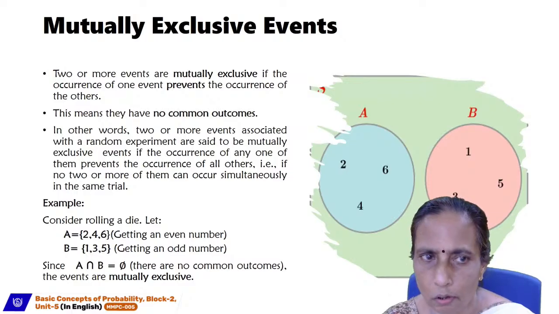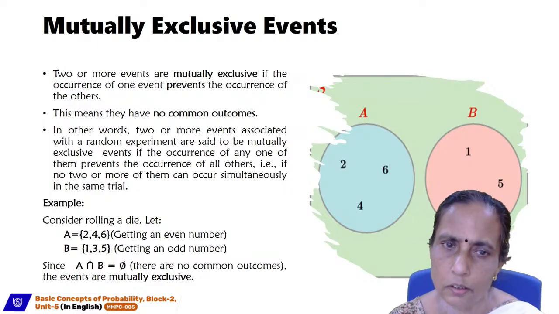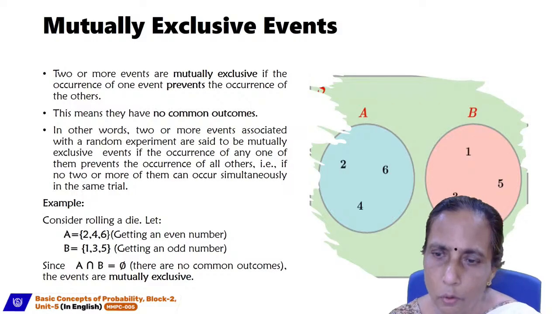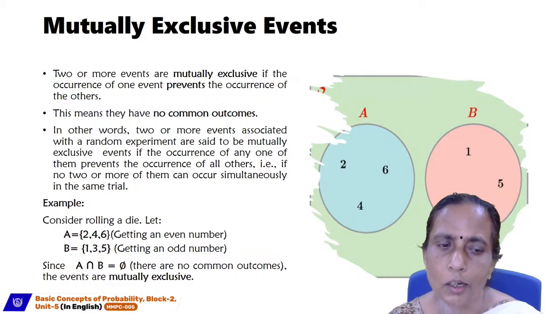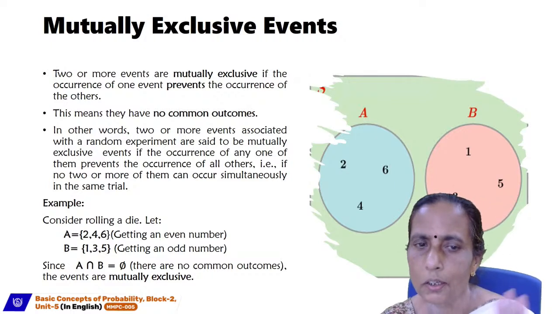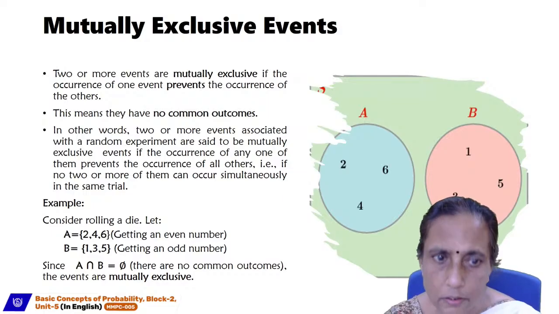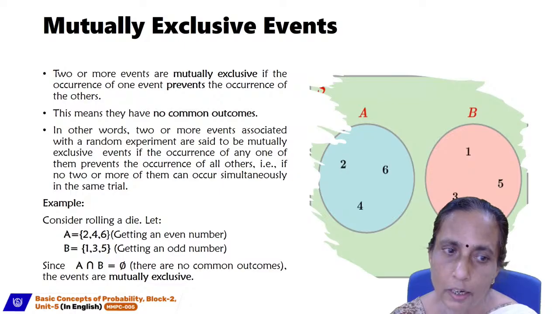Mutually exclusive. Two or more events are mutually exclusive if the occurrence of one event prevents the occurrence of the other. This means that both events have no common outcomes. Whenever I roll a die, getting an even number never gives an outcome of getting an odd number. Two or more events associated with a random experiment are mutually exclusive if the occurrence of any one of them prevents the occurrence of all others, that is, no two of them can occur simultaneously in the same trial.